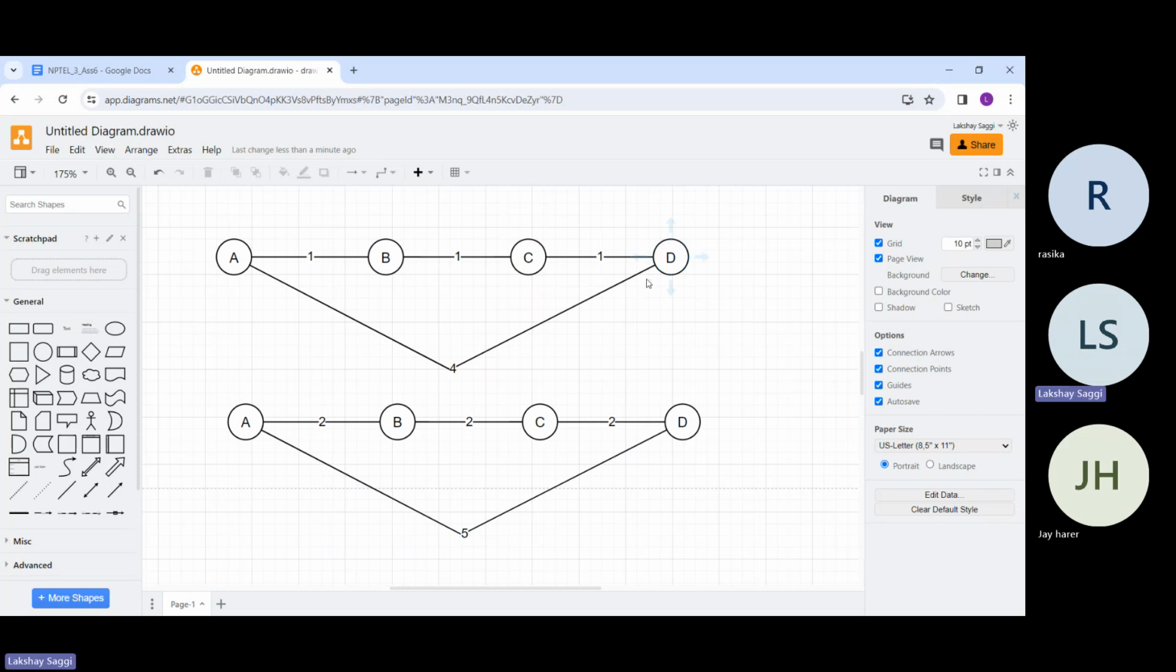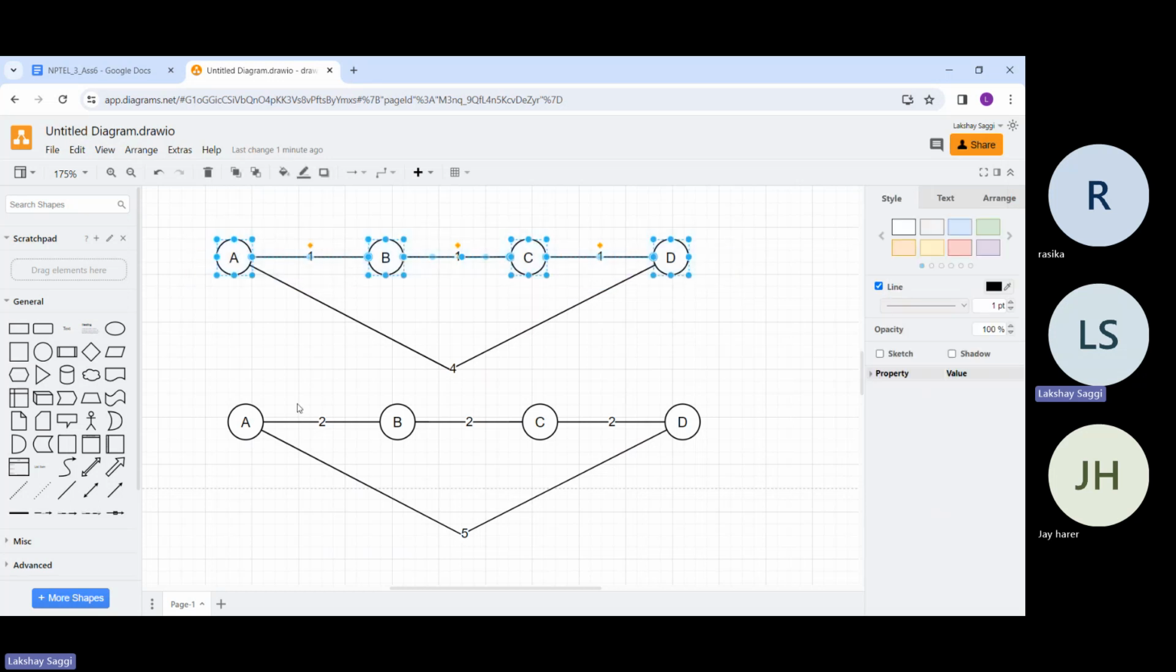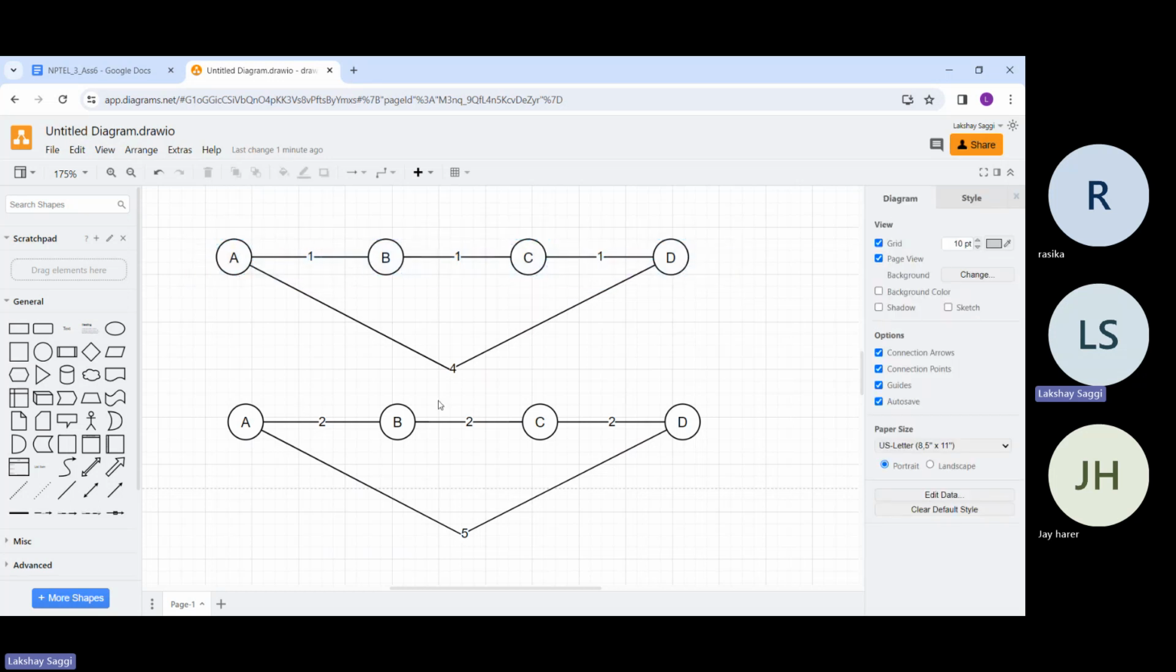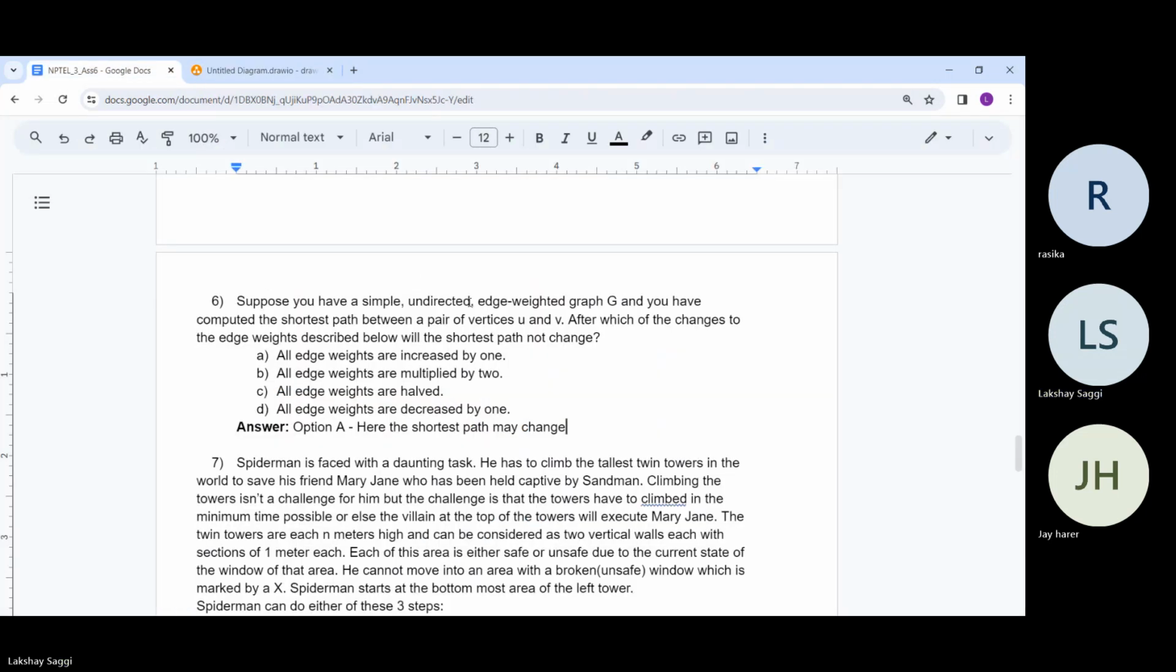So now what happens is, if we increase all edge weights by 1, the path having 3 edges will have its weight increased by 3, whereas the path having only 1 edge will have its weight increased only by 1. So that's why A to D can now become smaller than the ABCD path, because the ABCD path will increase by 3, whereas this path will only increase by 1, as can be seen here. That's why this holds. So this option does not preserve the shortest path.